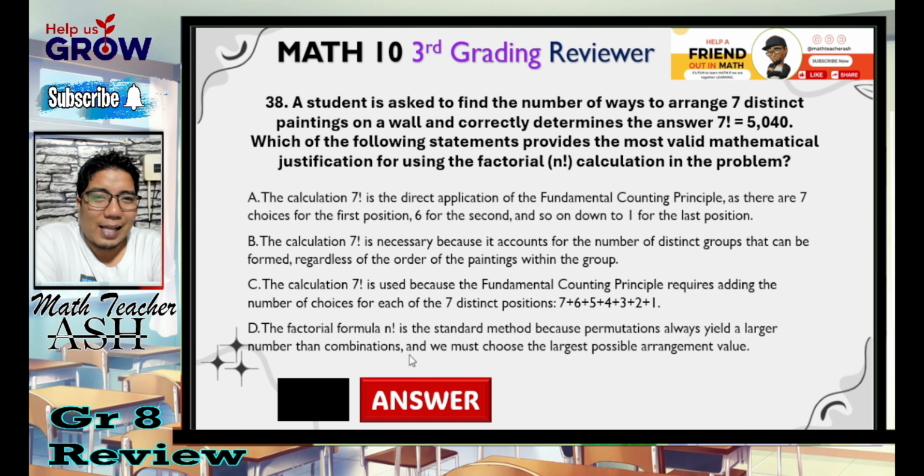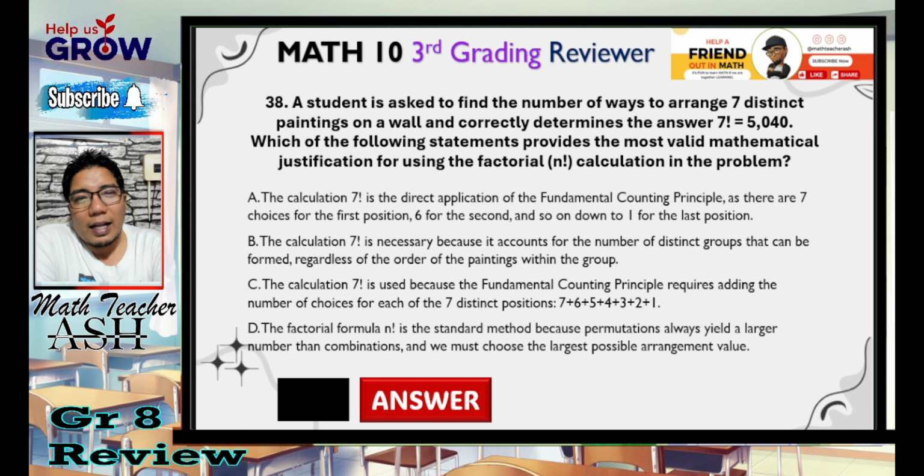A student is asked to find the number of ways to arrange 7 distinct paintings on a wall and correctly determines the answer 7 factorial is 5040. Which of the following statements provide the most valid mathematical justification for using the factorial calculation in the problem?